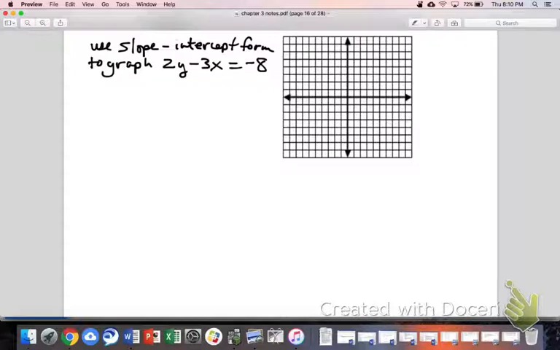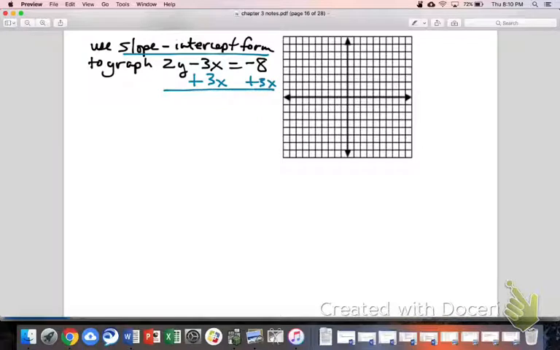All right, in order to use slope-intercept form, we need to be in slope-intercept form. And right now, the line as it's currently written is not in slope-intercept form. So I need to do that. And to accomplish that, I need to get the y by itself. To get the y by itself, the first thing I need to do is to add 3x to both sides.